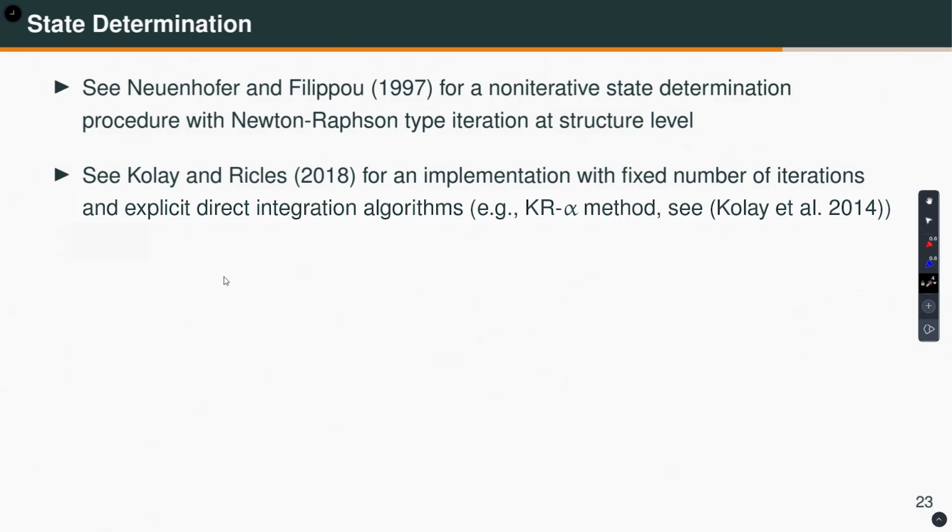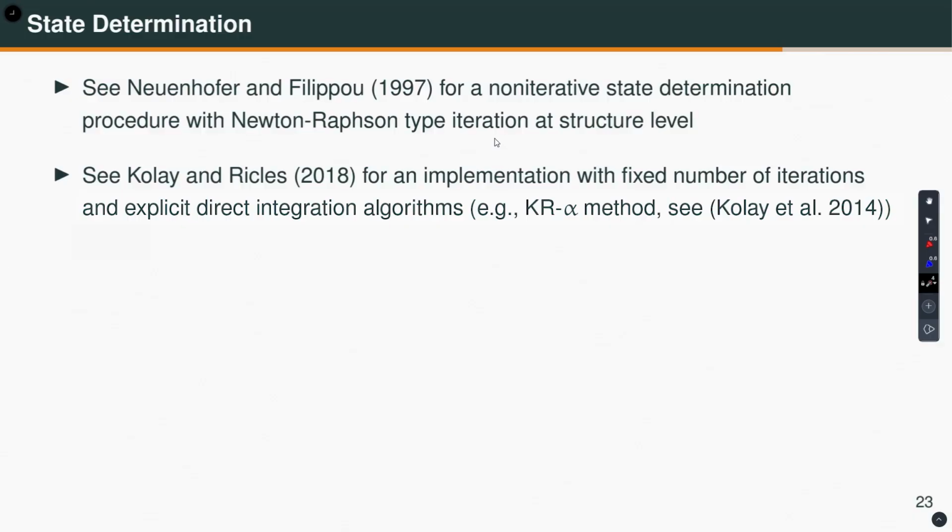There are other procedures also. For example, Neuenhofer and Filippo developed a non-iterative state determination procedure which relies on the Newton-Raphson type iteration at the structure level. What I just now went through, you have two iterations, one is at the global level and the other one is at the element level. Okay? So, in this procedure that they have proposed, you do not need to do iteration at the element level, you can rely on the structure level iteration and still get a solution.